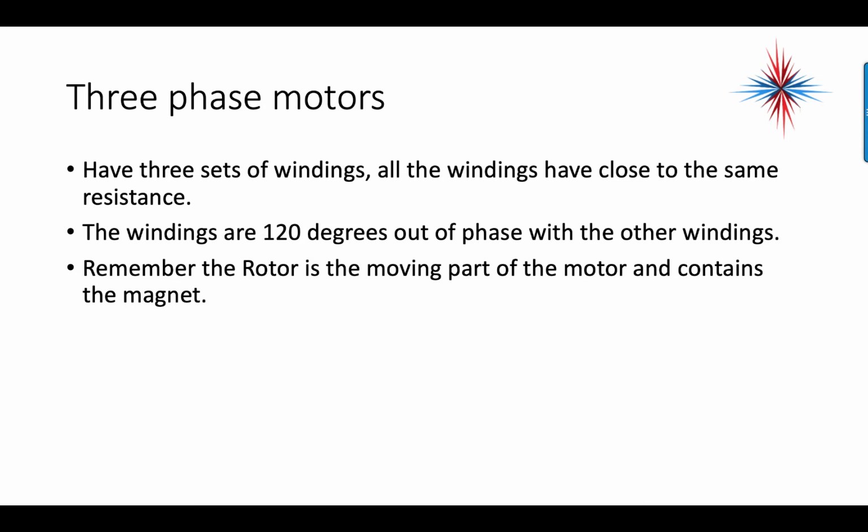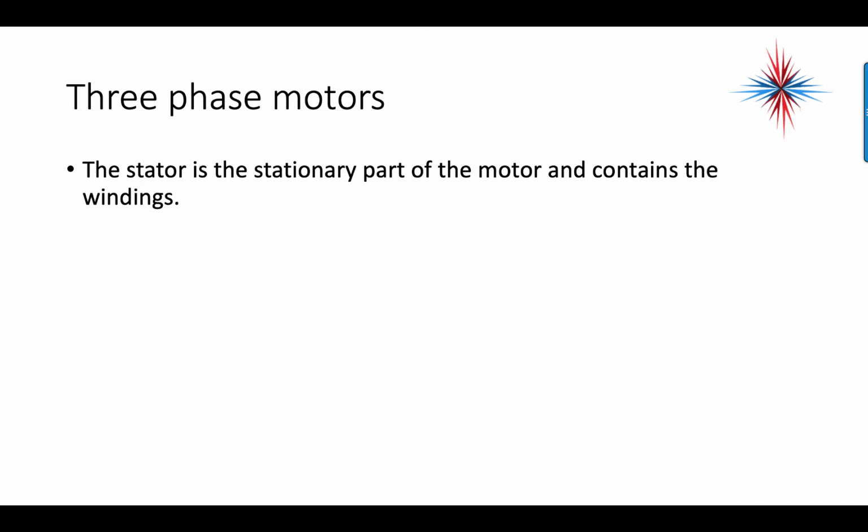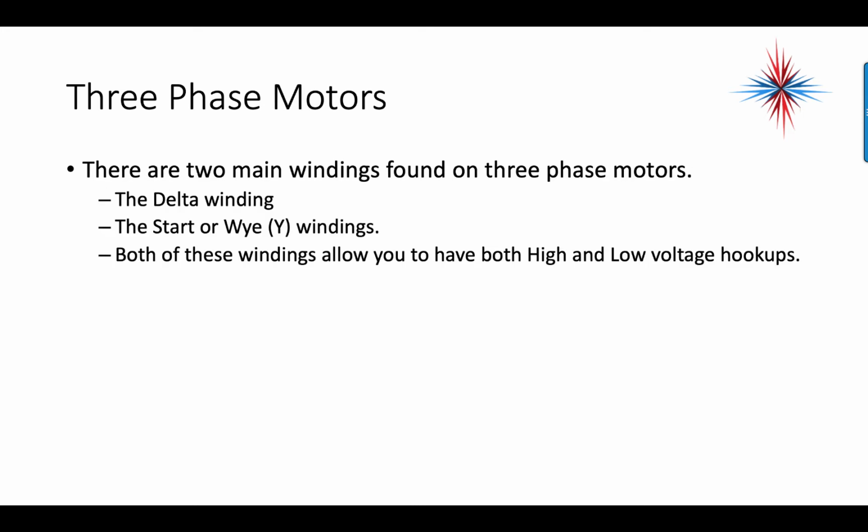3-phase motors have a set of windings. All the windings have close to the same resistance. The windings are 120 degrees out of phase with the other windings. Remember, the rotor is the moving part of the motor and contains the magnet. The stator is the stationary part of the motor and contains the windings. There are 2 main winding configurations found on 3-phase motors: the delta winding and the star, or Y, winding. Both of these windings allow you to have high and low voltage hookups.